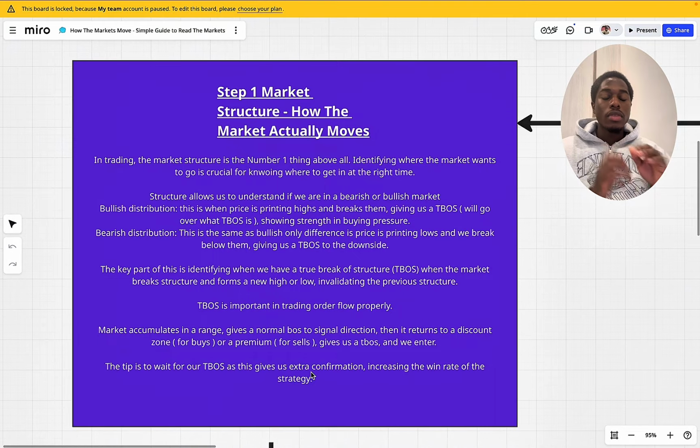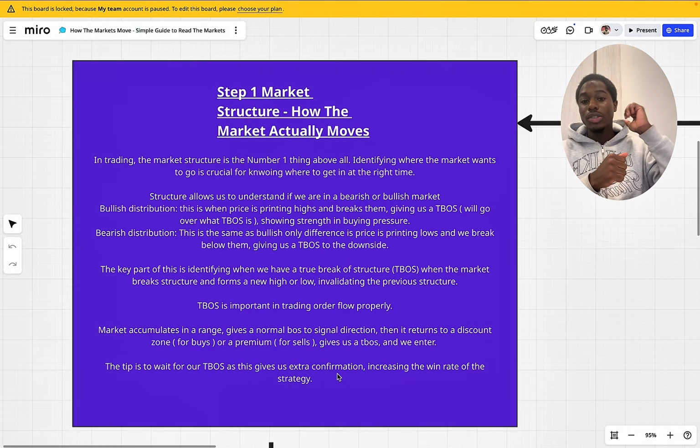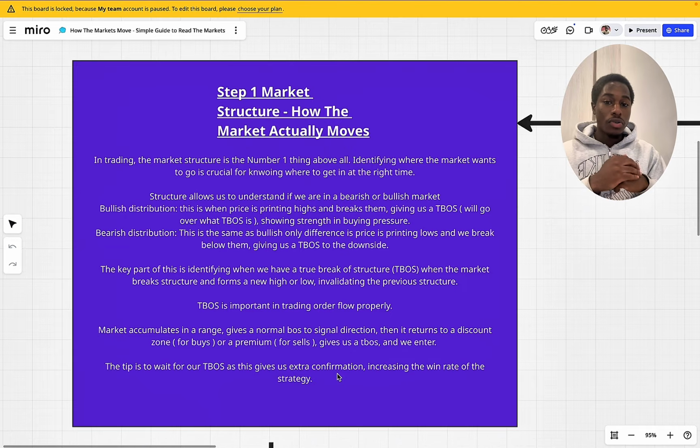Very, very simple. Now the tip, a very, very important tip, is to wait for our true breakup structure, as this gives us our extra confirmation, increasing the win rate of our strategy. So obviously you can get in before the true breakup structure and take the risk, but waiting for that true breakup structure is what gives us that extra confirmation, which in the long run increases your win rate. So it's pretty much much safer.